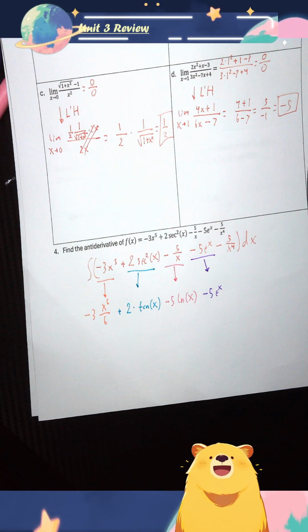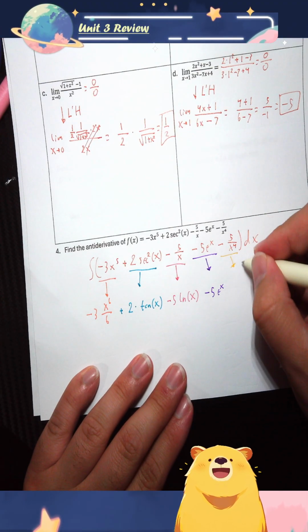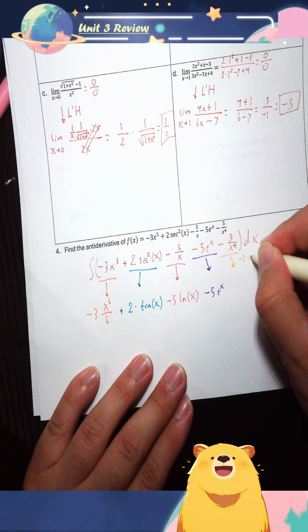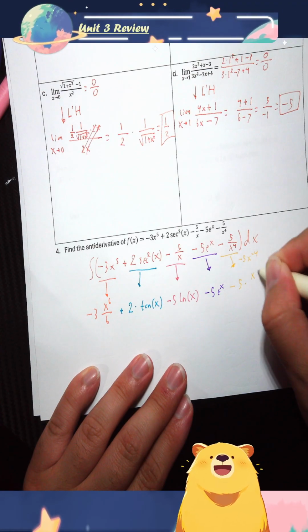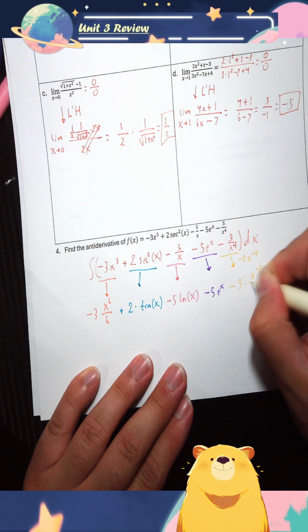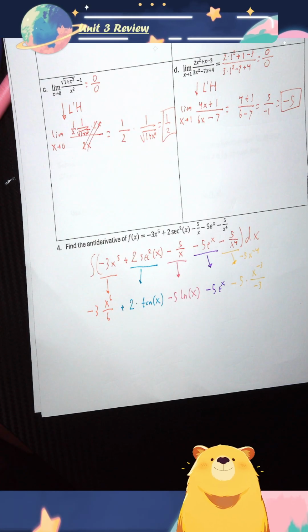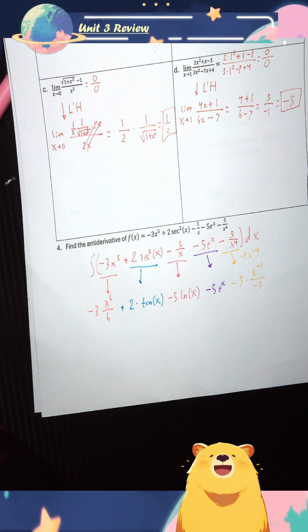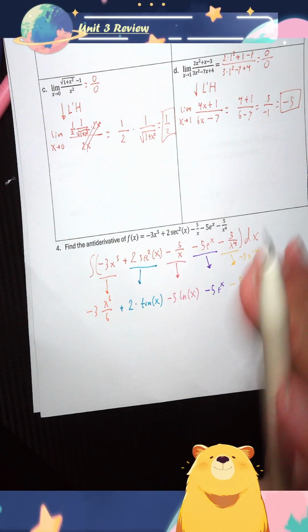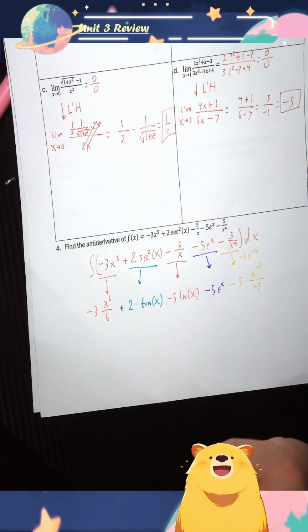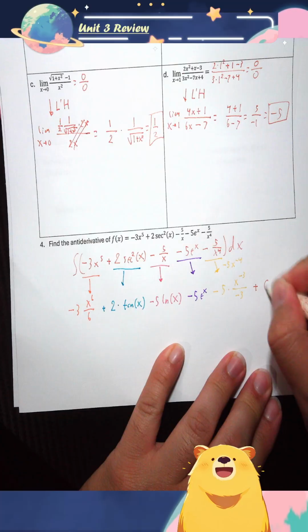And then last but not least, this guy over here, we can momentarily write as negative 5 x to the power of negative 4, but then you'll see they have negative 5 times x to the power of negative 3 over negative 3. Then from here, we can simplify what we can and see what maybe cancels out. Right now, there's nothing that's going to cancel out. Oh, and then we forgot the biggest one, plus c.